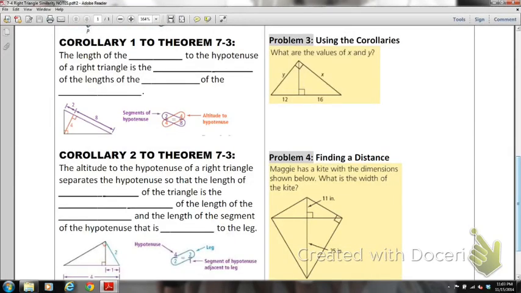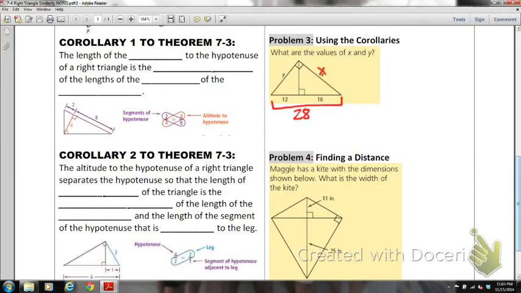Problem 3 is using one of the geometric means theorems, where we have to find the value of x and the value of y. And we have a right triangle, we have an altitude drawn to the hypotenuse, so it's dividing the triangle. We know that our geometric means theorems apply. We need to know the length of the entire hypotenuse to put into the formula. So 12 plus 16 is 28. And we're going to need that information, because let's look at x first.